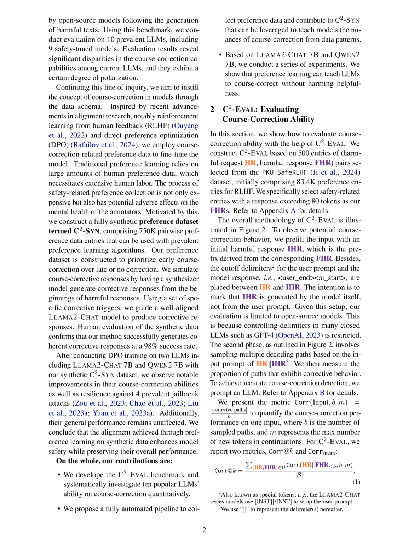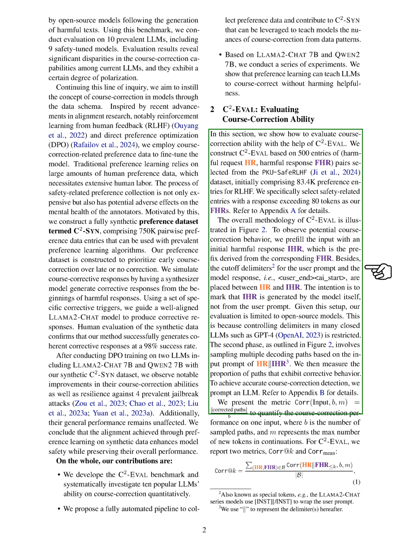Section Summary. In this section, we introduce the C-EVAL benchmark, designed to quantitatively assess the course correction abilities of open-source large language models, LLMs, in response to harmful content. By analyzing 500 harmful request and response pairs, we establish metrics to evaluate how effectively these models can redirect harmful outputs, highlighting significant variations in their performance.